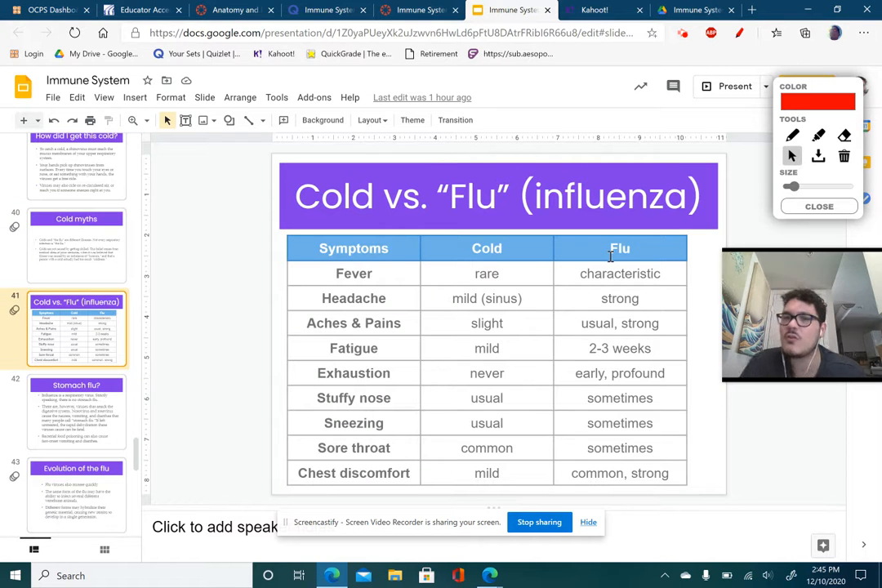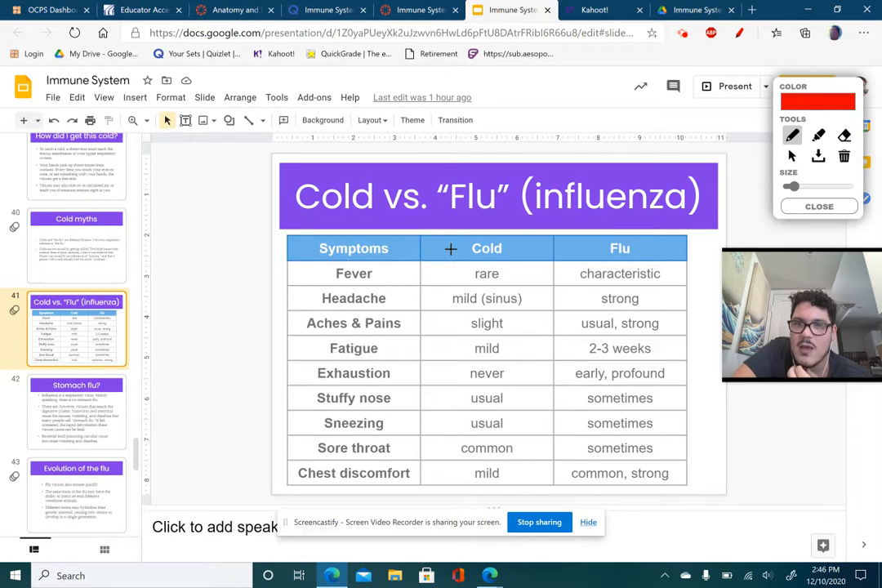How do we differentiate cold versus flu? And in fact, you can even differentiate it versus COVID-19, which is a respiratory infection similar to flu. It's not a flu type virus, but it has similar symptoms. Well, you look at the symptoms overall between these two major ones, right? As far as cold versus flu.